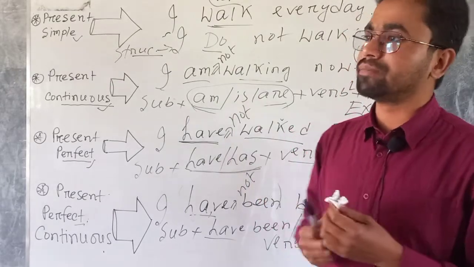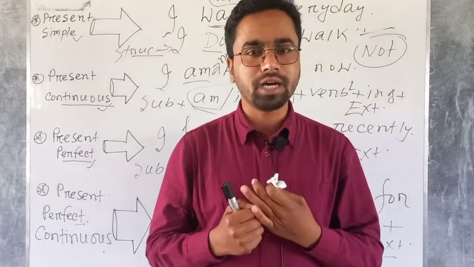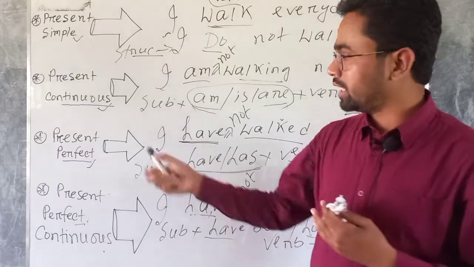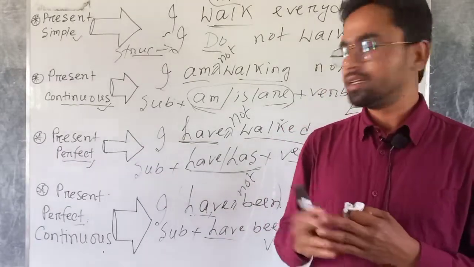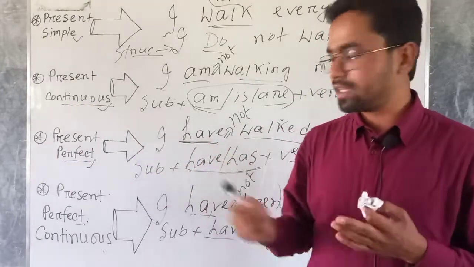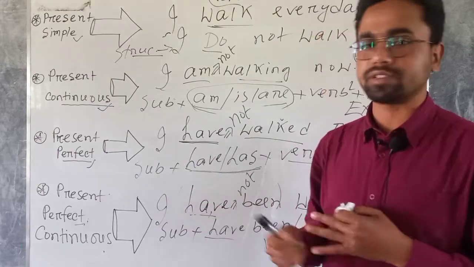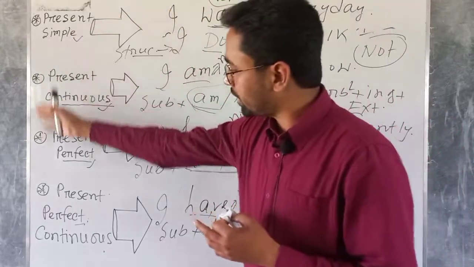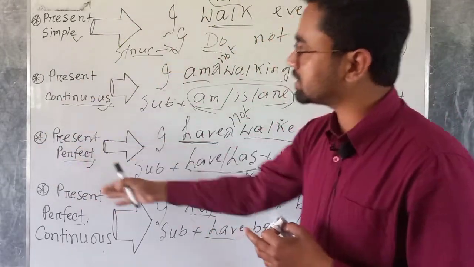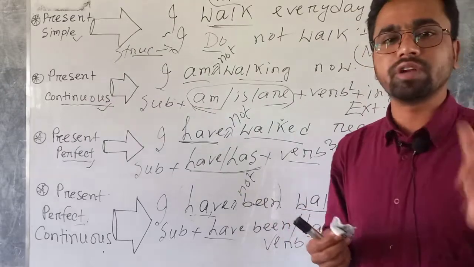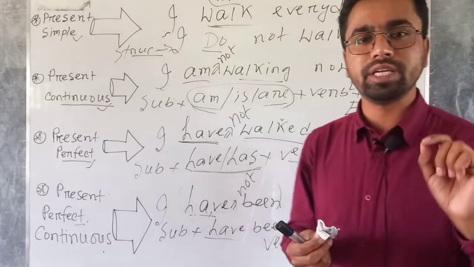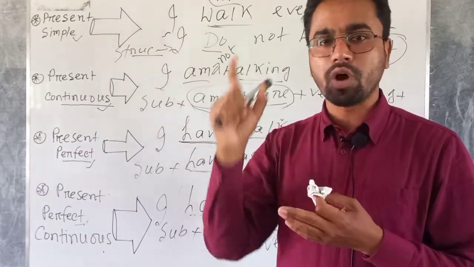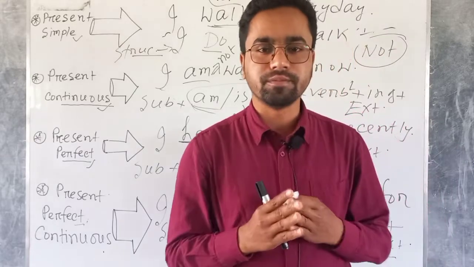Remember, in present simple tense, you have do or does. In present continuous tense, you have am, is, are. In present perfect tense, you have have or has, and then in present perfect continuous tense, have been or has been. In all four tenses I have shown you the auxiliary verb, and when you need to make the sentence negative, you must put not after the auxiliary verb.